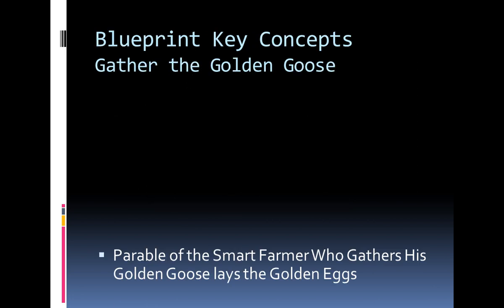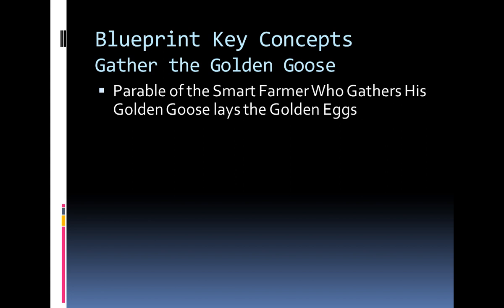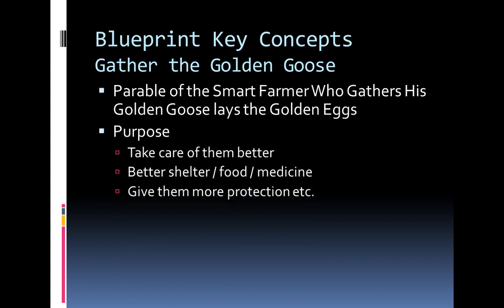Consider the parable of the smart farmer who gathers his golden goose that lays the golden eggs. Although at the back of your mind, you're probably thinking, I'm here to learn AdWords optimization. What the heck is Harris talking about, a farmer gathering his golden goose? Very fair question. Bear with me. What is the purpose behind gathering the golden goose?